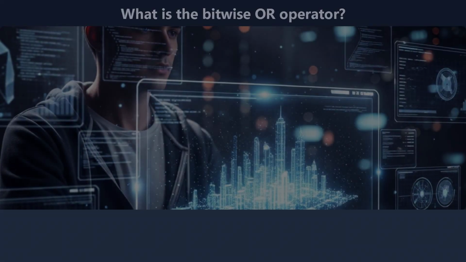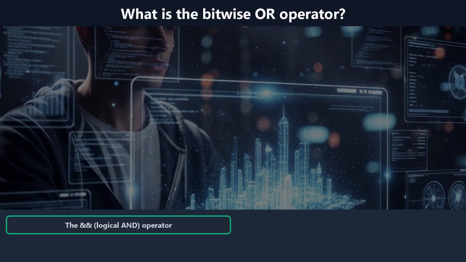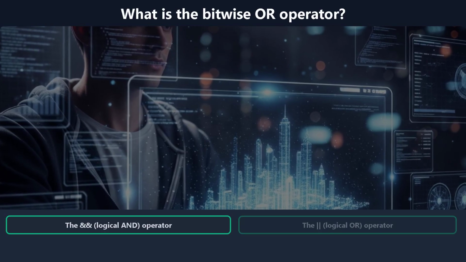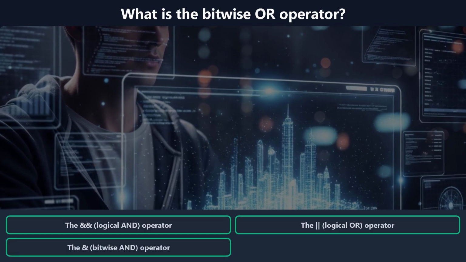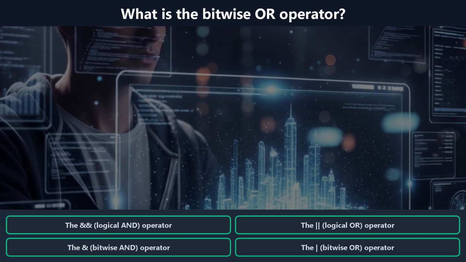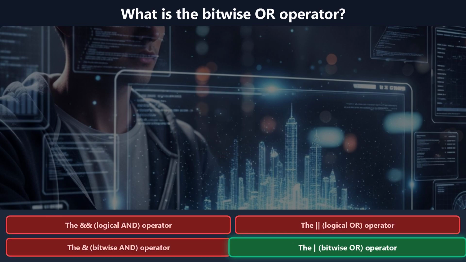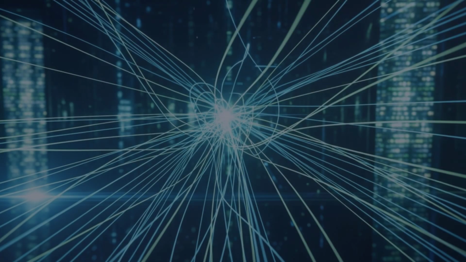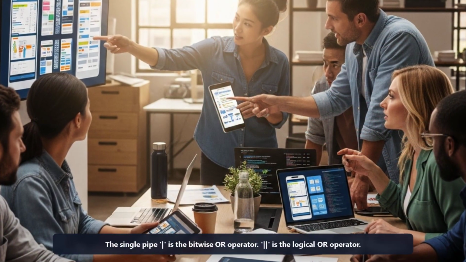What is the bitwise or operator? The logical and operator. The logical or operator. The bitwise and operator. The bitwise or operator. The bitwise or operator. The single pipe is the bitwise or operator. Double pipe is the logical or operator.